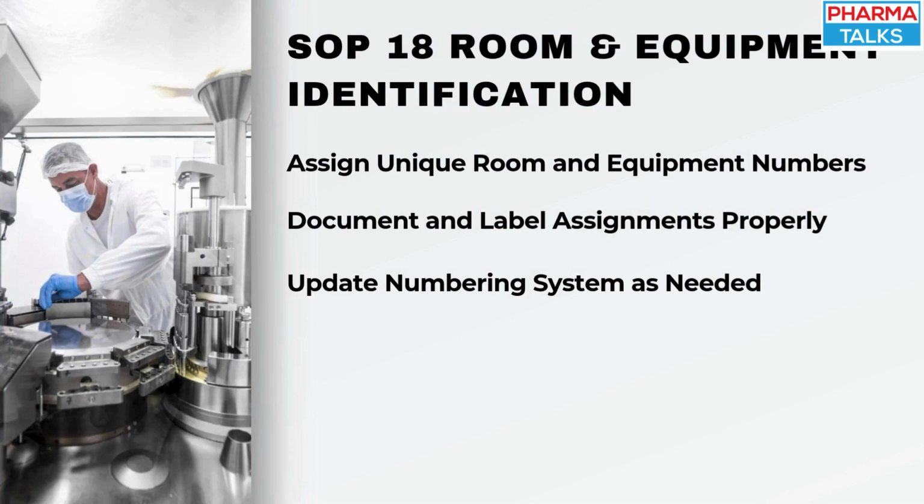Page number 18 describes the procedure for allotting room numbers and assigning unique identification numbers to equipment and instruments. This system is essential for maintaining traceability, organization, and regulatory compliance within a pharmaceutical facility. The SOP defines a process for assigning unique numbers to rooms, equipment, and instruments, ensuring clear identification and easy tracking. It includes guidelines for documentation and labeling these assignments, as well as the procedures for updating the numbering system when changes occur. This system facilitates efficient record keeping, inventory management, and regulatory compliance, ensuring that all rooms and equipment are properly identified and accounted for within the facility.